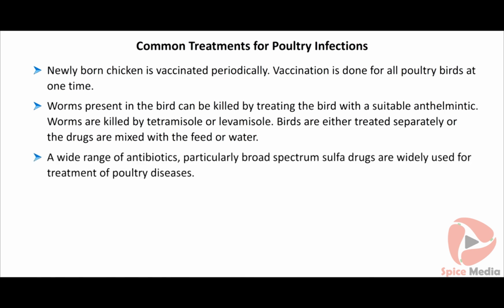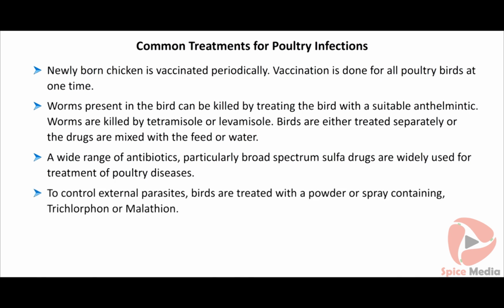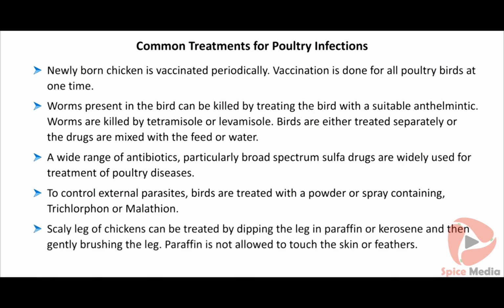A wide range of antibiotics, particularly broad-spectrum sulfa drugs, are widely used for treatment of poultry diseases. To control external parasites, birds are treated with a powder or spray containing trichlorfon or malathion. Scaly leg of chickens can be treated by dipping the leg in paraffin or kerosene and then gently brushing the leg. Paraffin is not allowed to touch the skin or feathers.